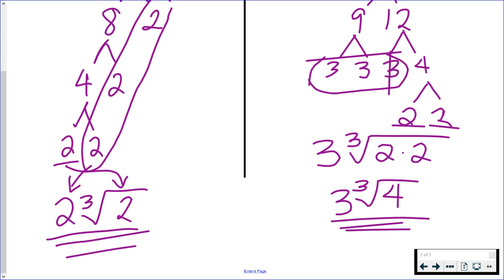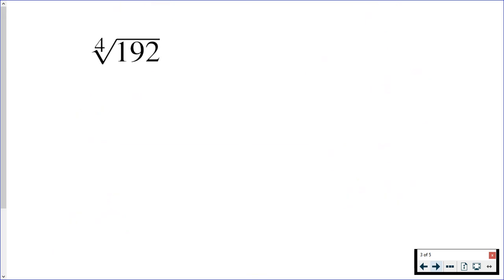Now I'm going to do one more. This is a 4th root instead, so you can probably guess what we're going to do. We're looking for 4 of a kind instead of 3. I'm going to use 4 and 48.